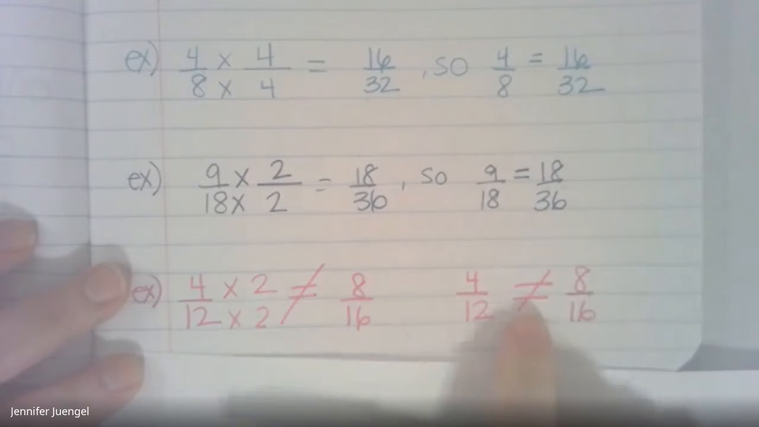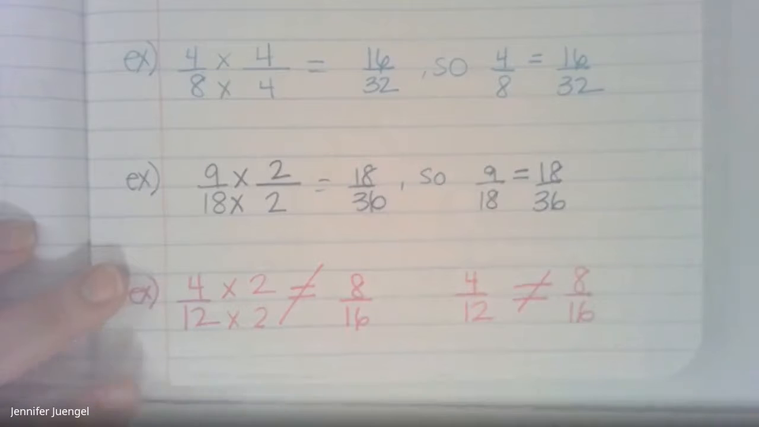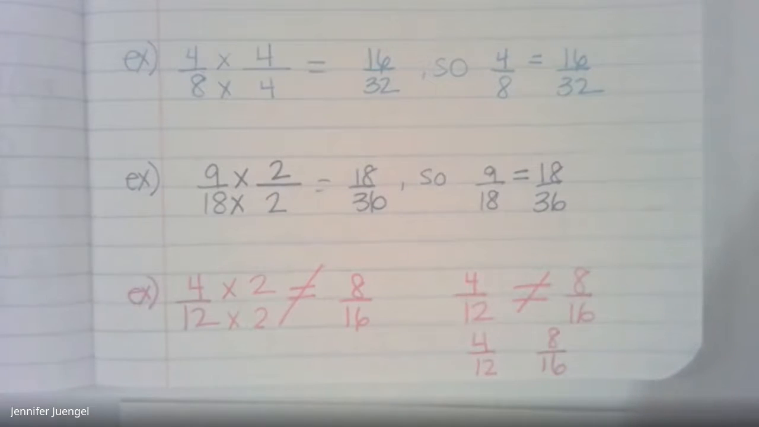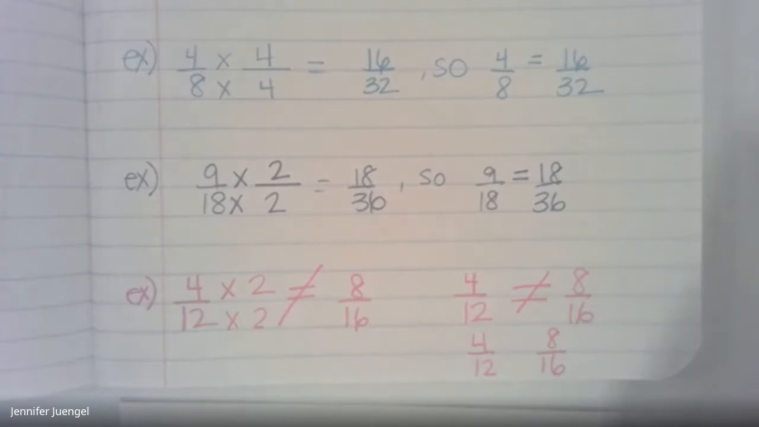And we show that by putting an equal sign with a slash through it, because they are not equal to each other. If we were to compare these a different way, 4/12 and 8/16, just because the number on the bottom looks bigger doesn't mean it's the bigger fraction. Actually, it's that rule of opposites in math, right?